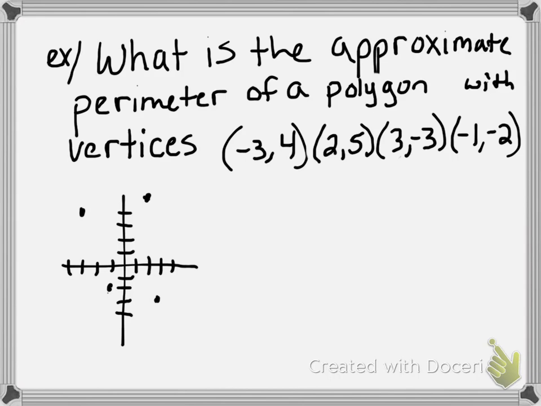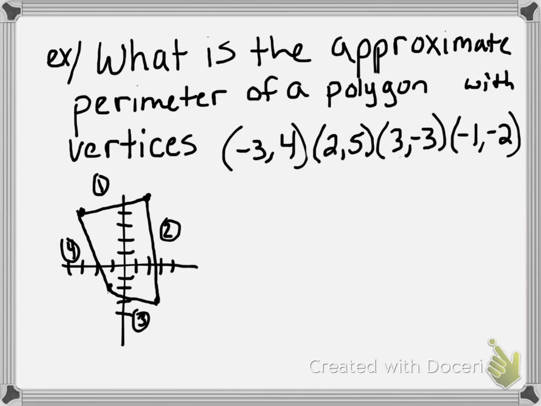Off to the left here, I just made a quick hand-drawn graph of my figure. So negative 3, 4 over here, which will connect to 2, 5, which is over there. And then from 3, negative 3, which is down here. And then negative 1, negative 2, which would go back basically to that point. So you can go through on graph paper, graph your figure, and then find your distances of side 1, side 2, side 3, and side 4, and then add them all together. That's perfectly fine. And if that's helpful for you to find your distances, by all means use it.